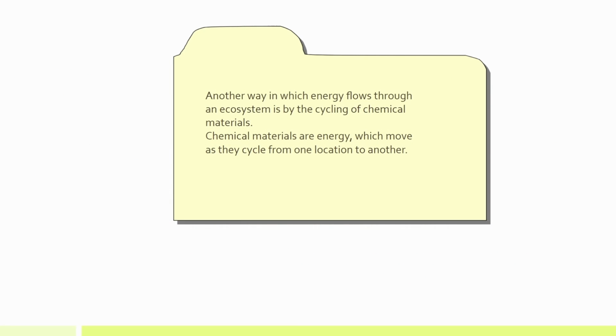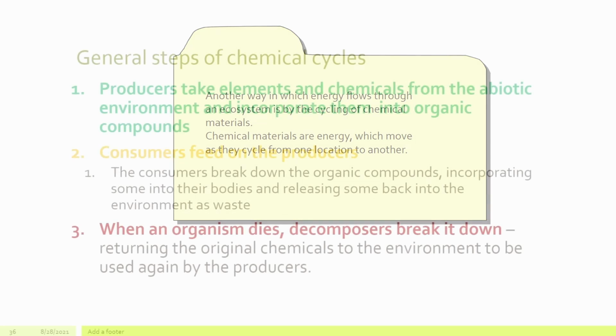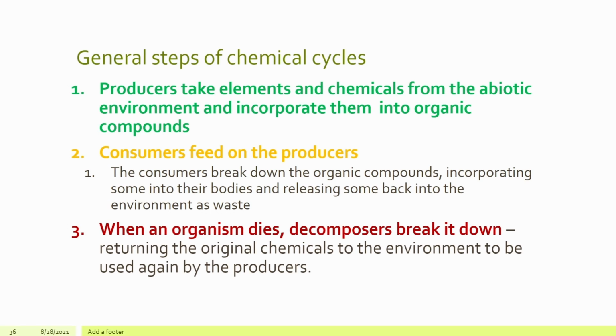So this is another way in which energy flows through an ecosystem. We've been looking at trophic levels, different types of ecological pyramids, but now we're going to look at the chemical cycling of materials. And chemical materials are energy, and that moves as they cycle from one location to another. So here are the general steps of basic chemical cycles. So we're going to have the producers take elements and chemicals from the abiotic environment, something like sunlight, for example, and they're going to incorporate that into themselves. They're going to turn that from an inorganic compound into an organic compound.